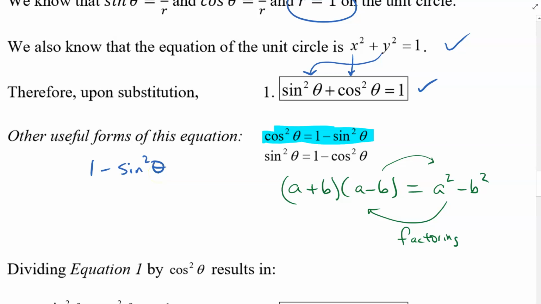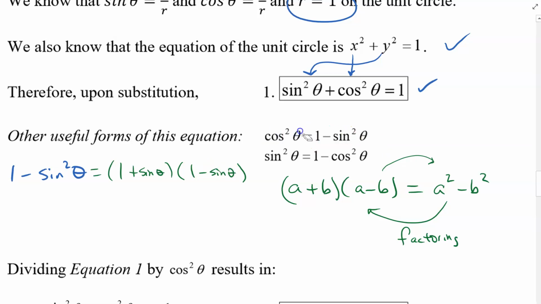So I can actually factor this, and I can say this would be the same thing as... I need a little bit of room here, so let's see if I can move it over. There we go. Okay, so if I factor this, using that same pattern, it's going to be 1 plus sine theta times 1 minus sine theta. So that's why this is a very useful pattern, because we can factor it like that, into 1 plus sine theta and 1 minus sine theta.